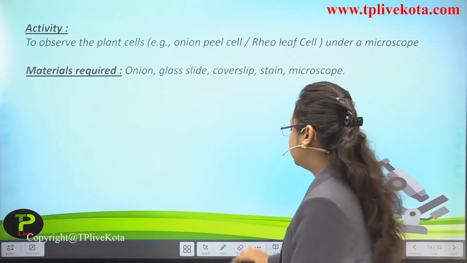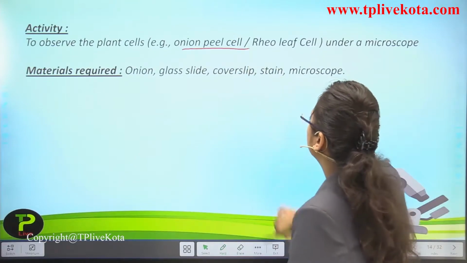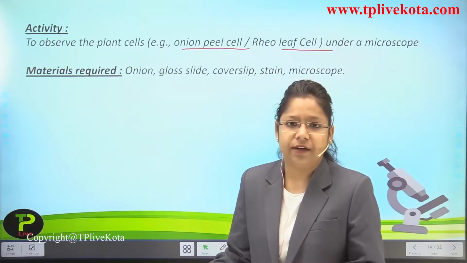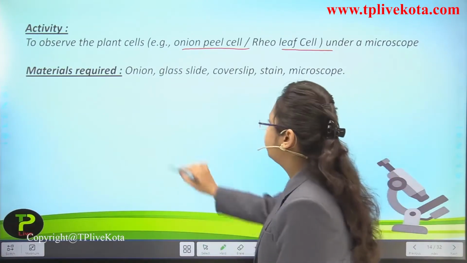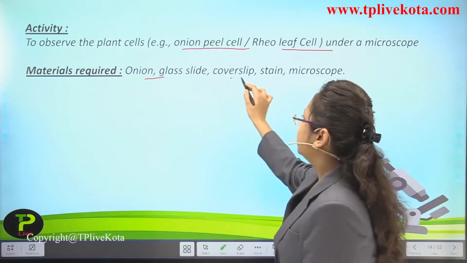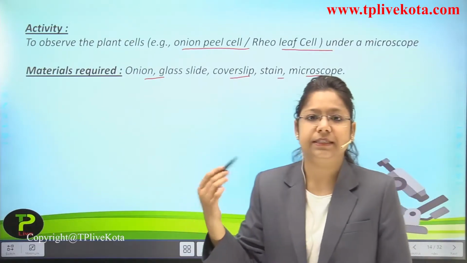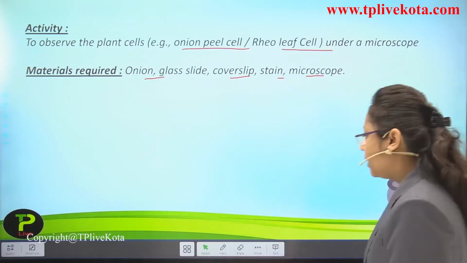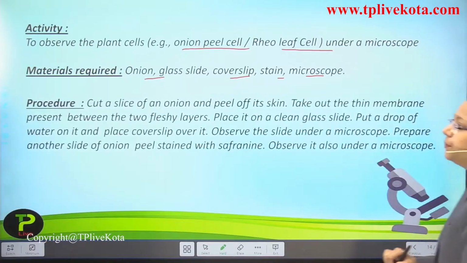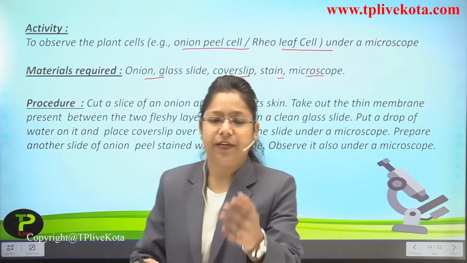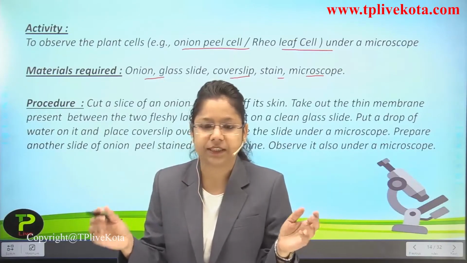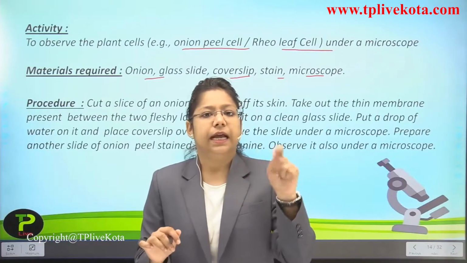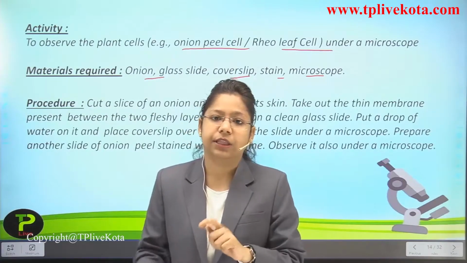Okay, the first thing which we are going to take is the onion peel or leaf cell. Now the materials which we are going to require for the preparation are onion, glass slide, cover slip, stain and microscope. Here stain means chemicals like glycerin, iodine, saffron, etc. Now the next step will be the procedure. We have to cut the onion slice into 2 pieces. We have to peel out the middle layer with the help of forceps and then put that middle layer on the glass slide.